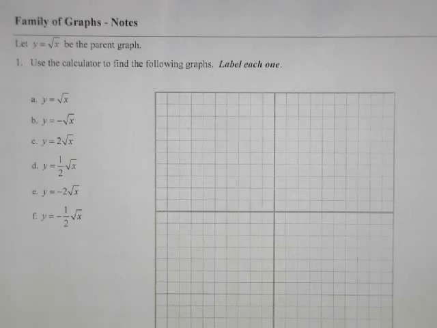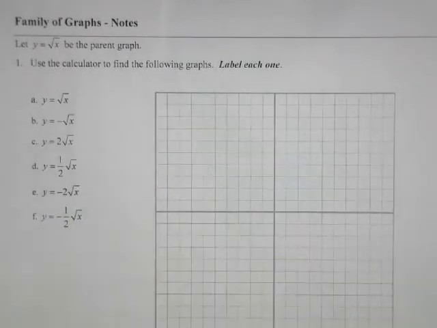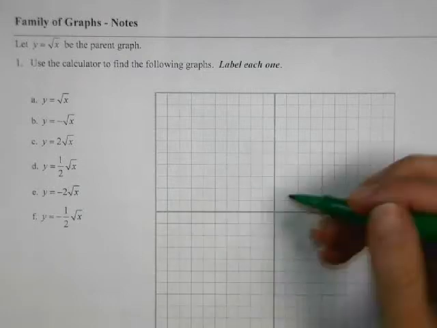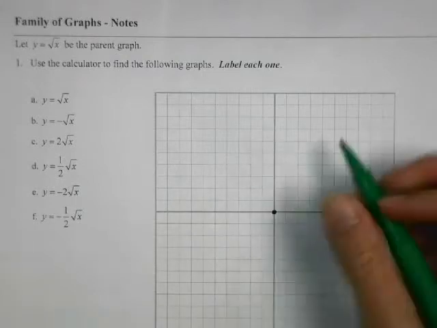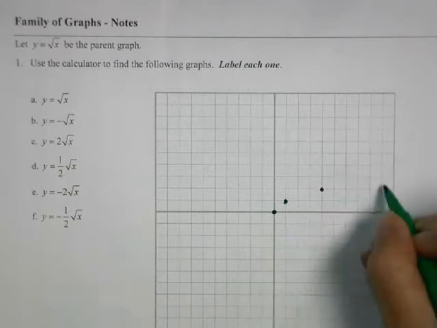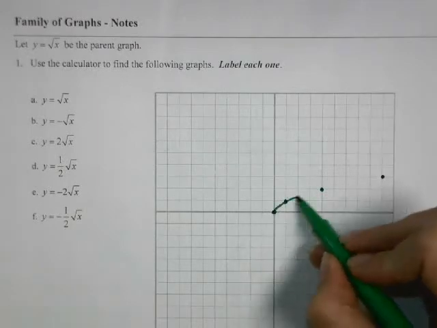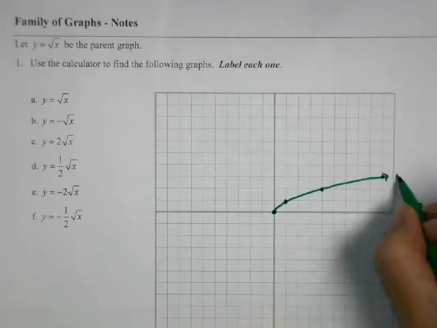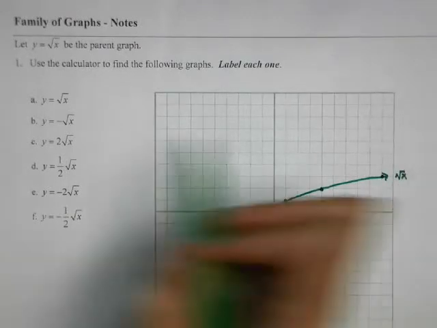Now we're going to take the parent graphs and manipulate them in different ways, and look at different patterns for what's going to happen here. So the first thing we're going to graph is the square root of x. This one I'll graph without the help of a calculator. So (0, 0), (1, 1), (4, 2), and then the point here at (9, 3). Okay, so this is the square root of x.